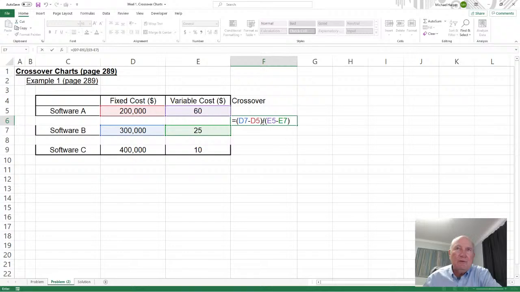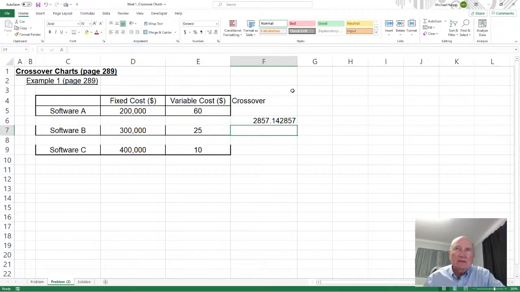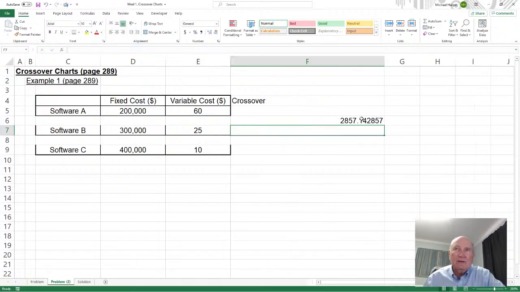Blue, red, purple, green. Blue is 300,000 minus red, which is 200,000, divided by purple, which is 60, minus green, which is 25. Press return, and there's my answer. I can make this bigger.